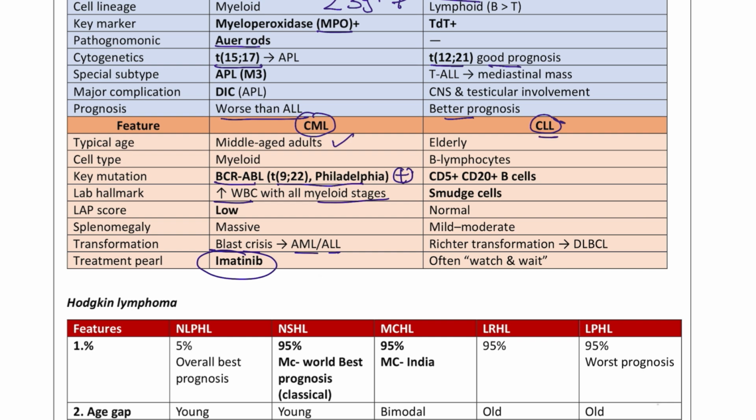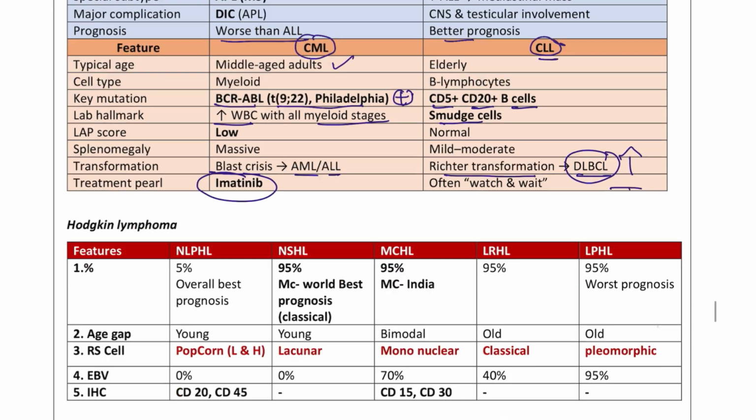Next, CLL, which is associated with smudge cells, CD5, CD20, and B cells positive, and Richter's transformation, which can convert to lymphoma also. This is also associated with an increased risk for DLBCL.